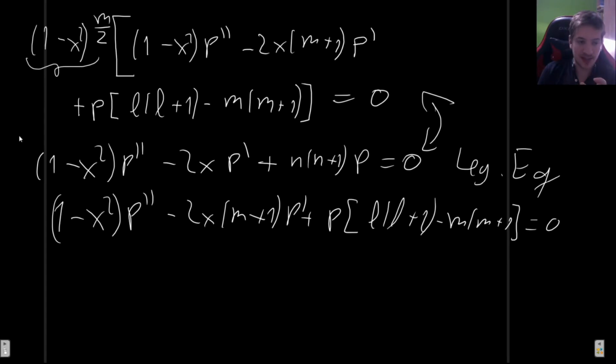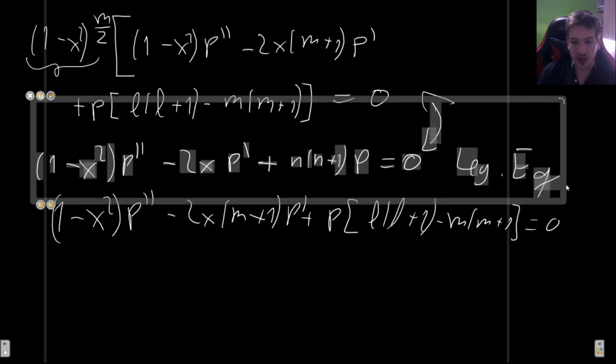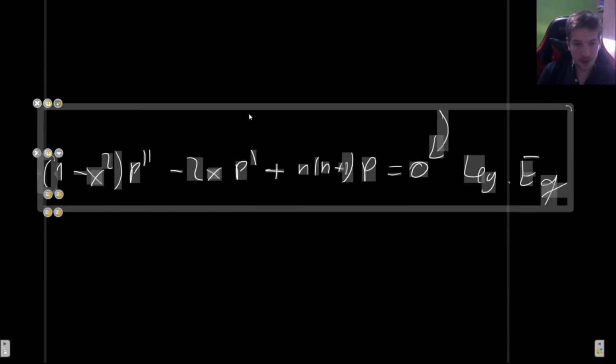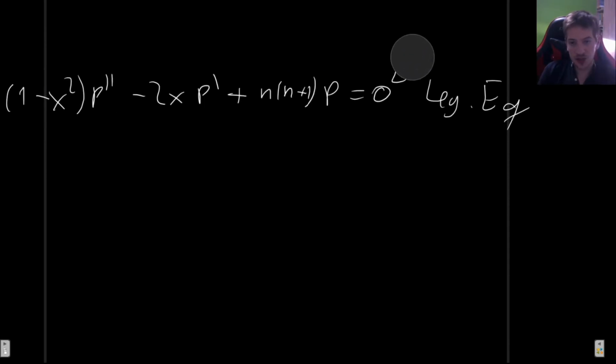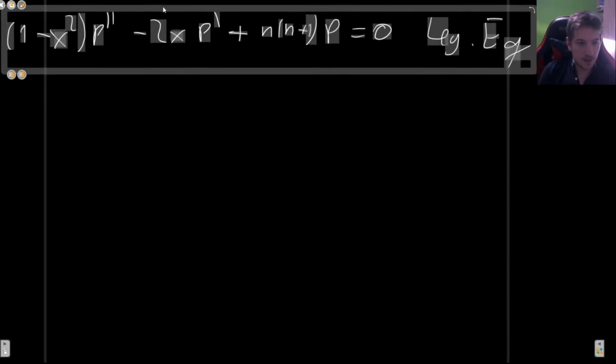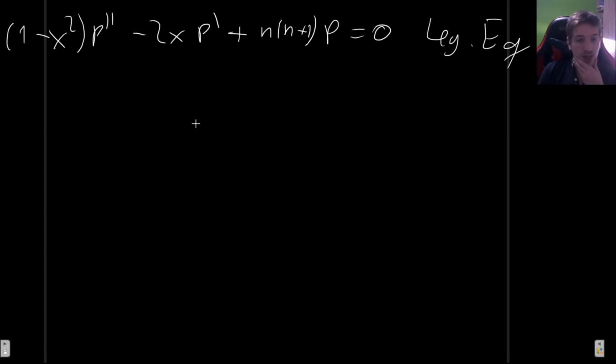So when m is 0, this equation will be the Legendre differential equation, this right here. Let us solve this equation. How do we solve the Legendre differential equation? Let us just use the Frobenius method, solving it by power series. We want to look at solutions of the form: the infinite sum from j equals 0 to infinity of some constant a sub j times x to the jth power.